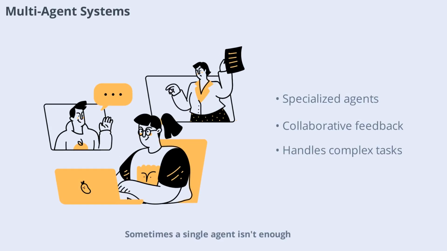Sometimes, a single agent isn't enough. Multi-agent systems divide complex tasks among multiple specialized agents, such as a writer, critic, or coder agent. This approach is ideal when tasks require distinct personas, diverse toolsets, or collaborative feedback loops. Multi-agent systems help manage complexity and improve performance, especially for tasks that would overload a single agent's context window.